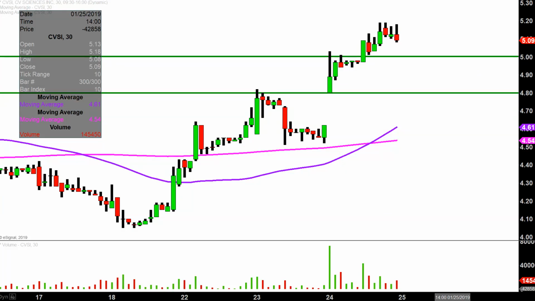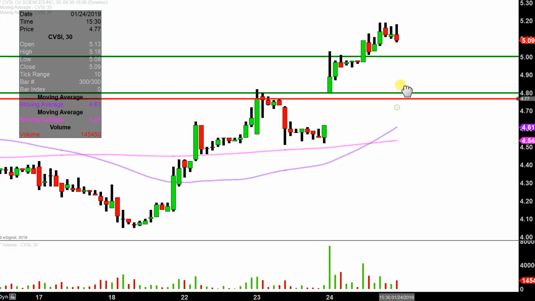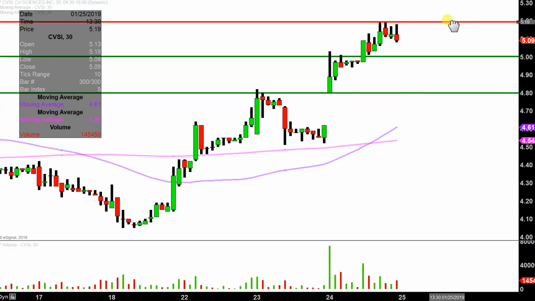What about levels of resistance? Nothing very complicated here. The party stopped today on several occasions right up there at the $5.20 mark. So 5.20 will be public enemy number 1 going into tomorrow.